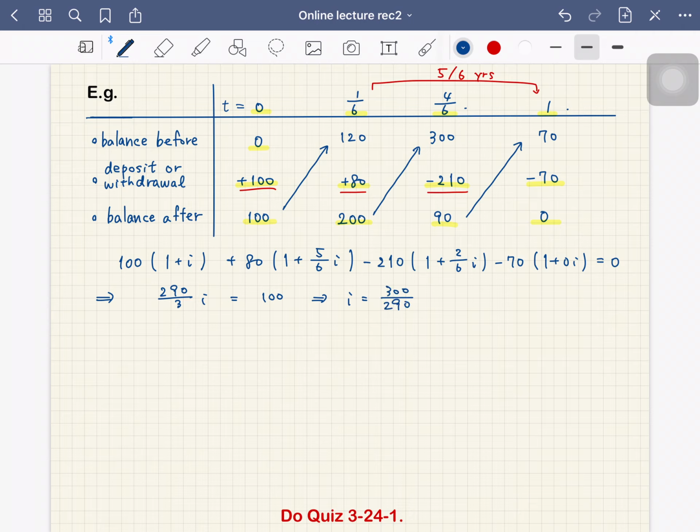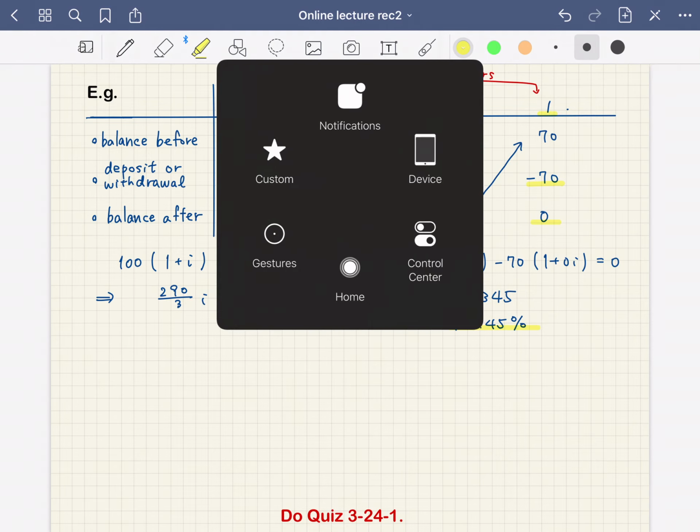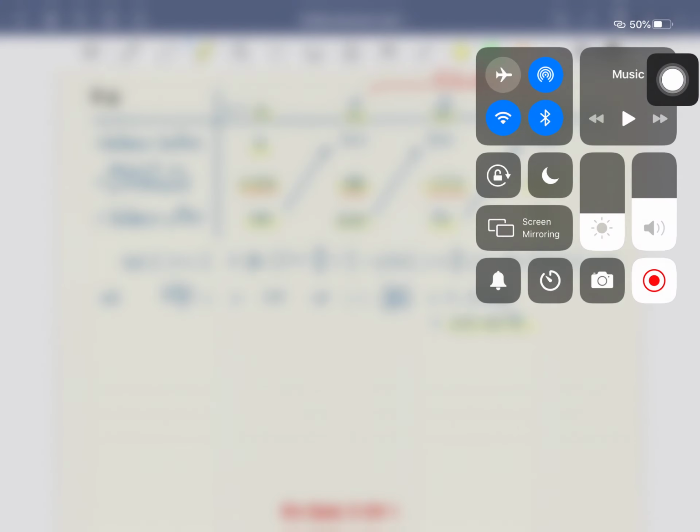And you can simplify this and you get 290/3 i is equal to 100. That implies i is equal to 300/290, which is 1.0345. That is 103.45%. So with this interest, $1 becomes $2.03 after a year. Okay, so this is the dollar-weighted interest rate. Now you can do quiz 324-1.